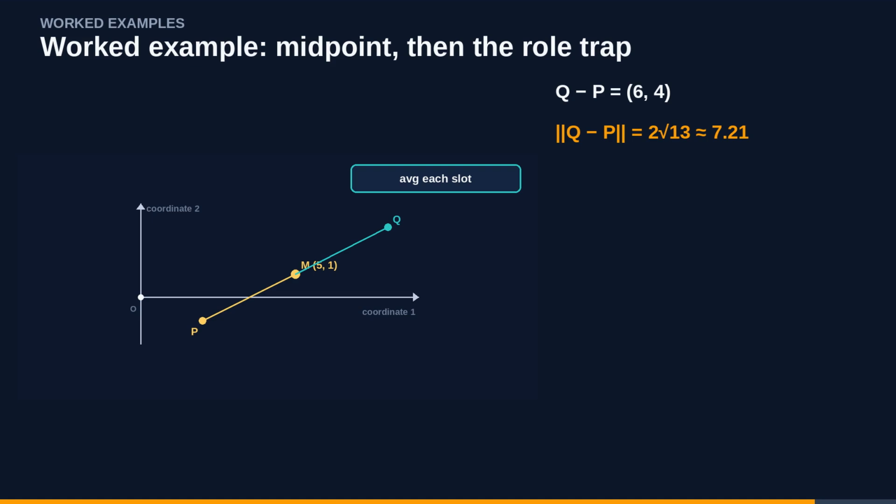The trap. The same ordered pair can be a point or an arrow. The sentence around it tells you which role it has. Reading 6, 4 as a point named Q, or averaging into a displacement, mixes the two roles.